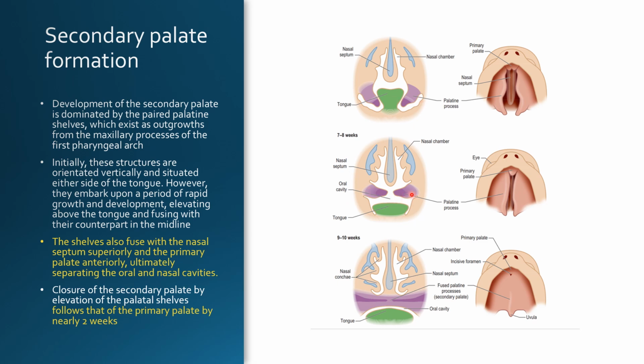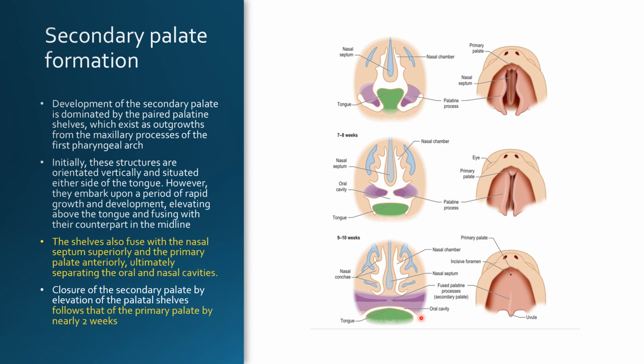Here they are coming down, then they will grow and lift up and then meet in the middle and fuse completely, and this will give us the full palate. They will fuse also with the primary palate from the front. So by that fusion, we have separated the nasal cavity above them from the oral cavity underneath them.